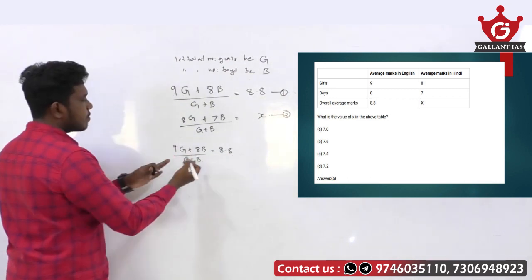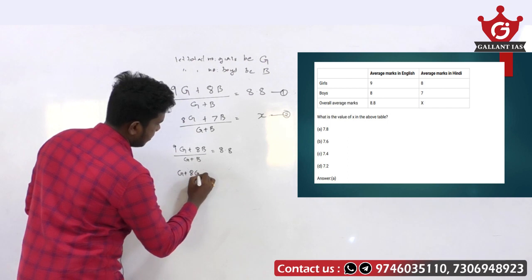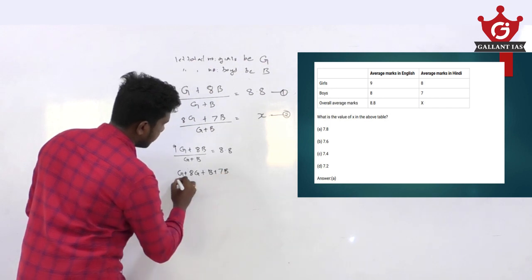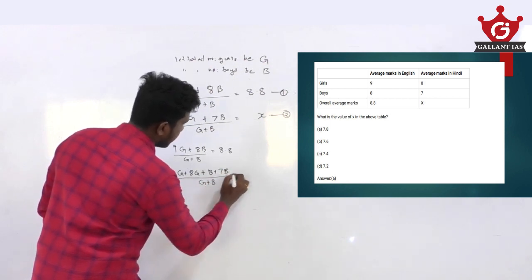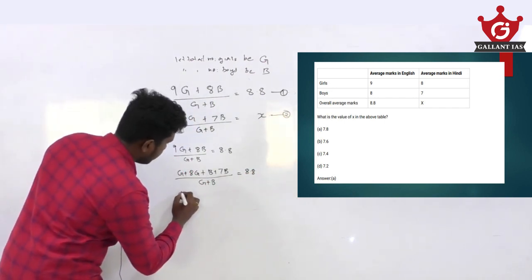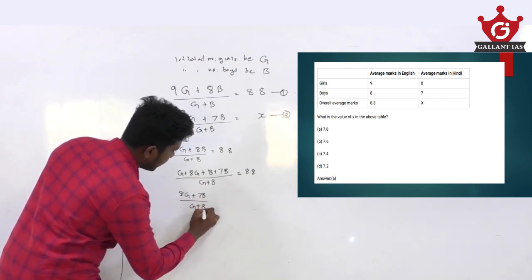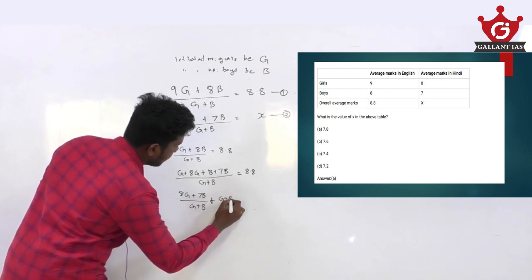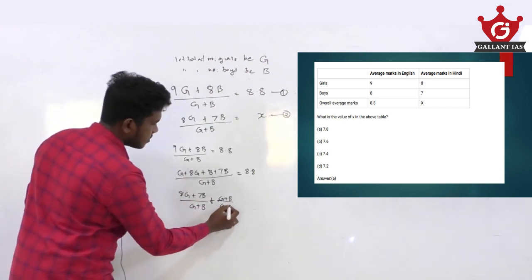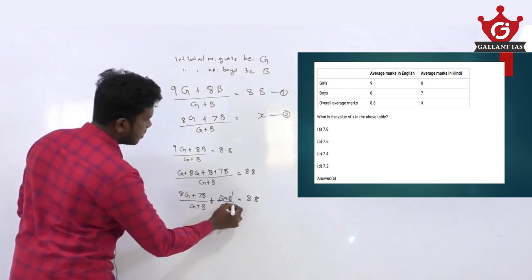Now I am going to split this equation. Look here, 9G can be written as G plus 8G, and 8B can be written as B plus 7B, the whole divided by G plus B is equal to 8.8. This can be split again: 8G plus 7B, the whole divided by G plus B, plus G plus B by G plus B, taking the G plus B out, is equal to 8.8. Now look here, G plus B got cancelled, so you will be getting the value 1.